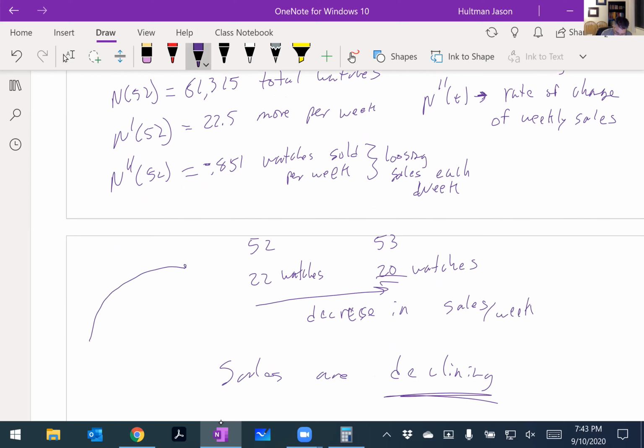Even though the total number of watches being sold is going up, and even though the number of watches being sold is positive, the momentum is slowing in our graph. That was the bad graph. The momentum is slowing, and so every week, I sell fewer and fewer watches, until I finally cap out at around 500,000 watches. I can never get beyond that asymptote.